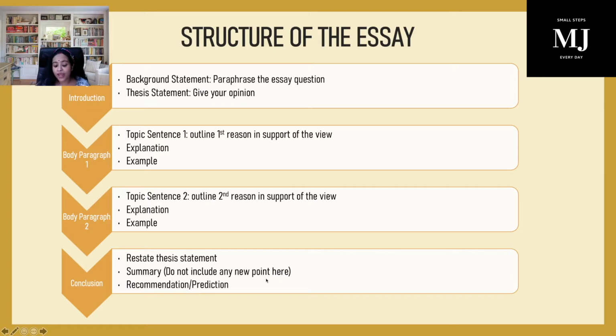Now, do not include any new point here. When you're writing the summary, guys, don't include any new point. You just have to summarize everything that you have done till now. Okay? After that, if you have certain kind of recommendation or some kind of prediction regarding the future, if you think that, yes, I can forecast that this is going to happen, bring that prediction. If you have some kind of recommendation for, say, the government, the civil society, bring that recommendation in your conclusion. Okay, so the conclusion will have these 3 parts.